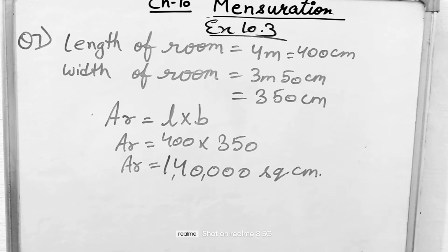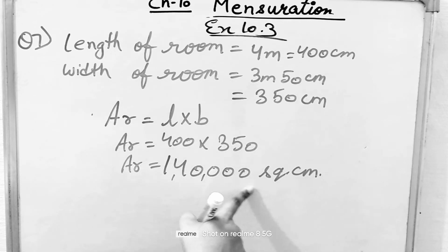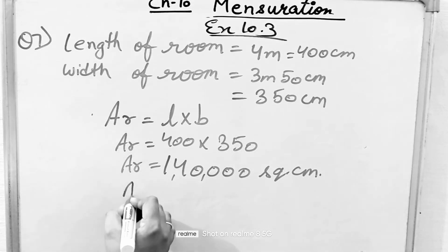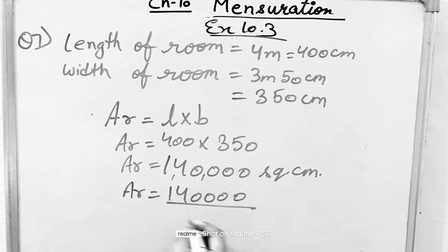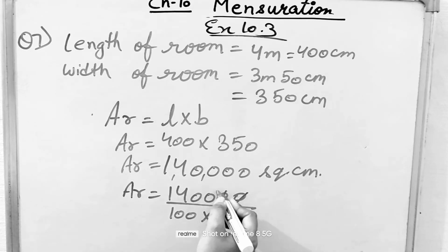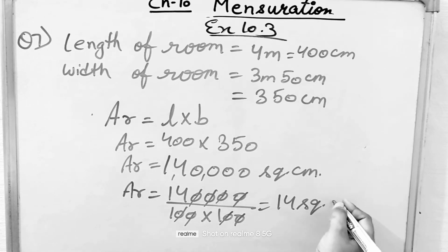So what you have to do, you have to convert this into square meter. Now converting centimeter into meter means you have to divide given number with 100 only. But since it is a square, so you will divide it with 100 twice. So this will be converted into square meter after dividing it with double 100. Now you can cancel these zeros. So this becomes 14 square meters.